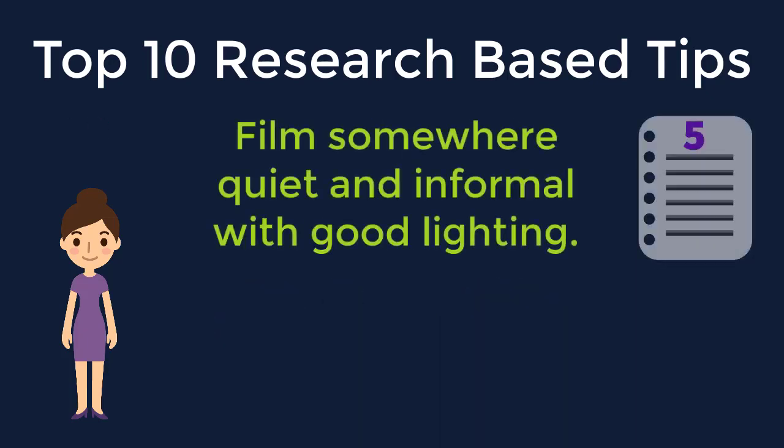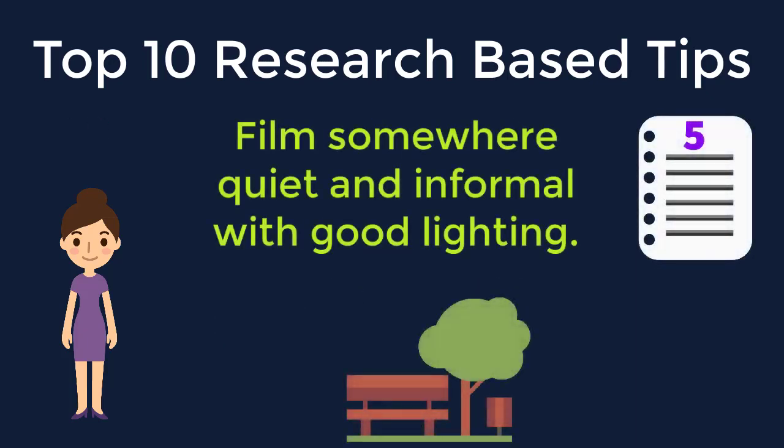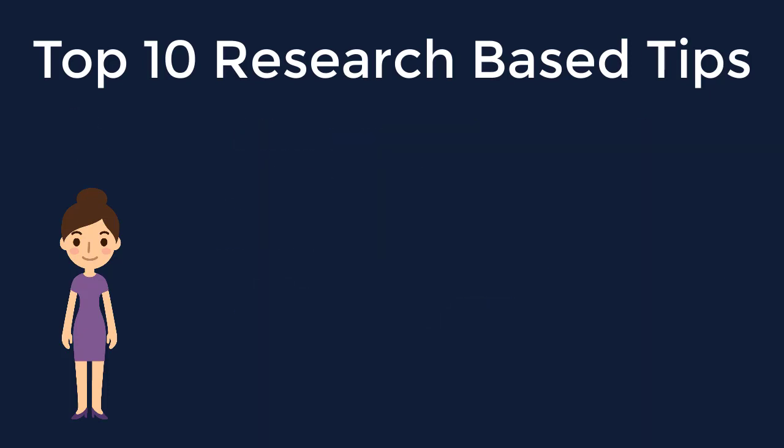Number 5. Consider the location. Try filming in an informal setting, such as an office, a quiet space on campus, or even outdoors. You may also want to consider using a smartphone to record weekly updates for a casual approach. Be sure you're in a place that has good lighting, avoid being backlit, and where there is minimal background noise.